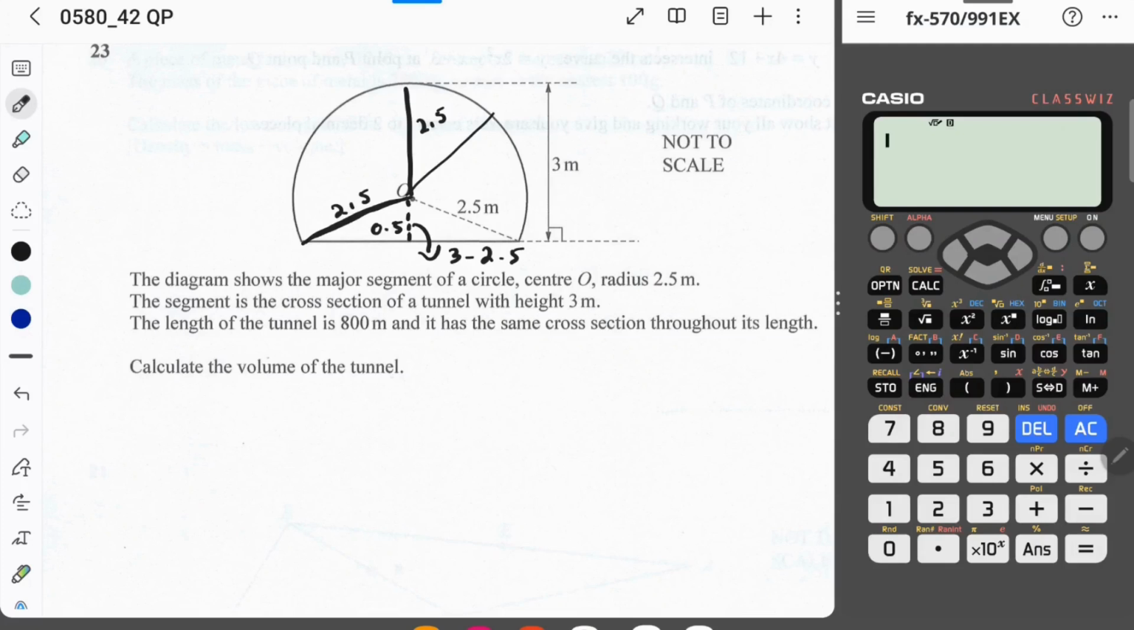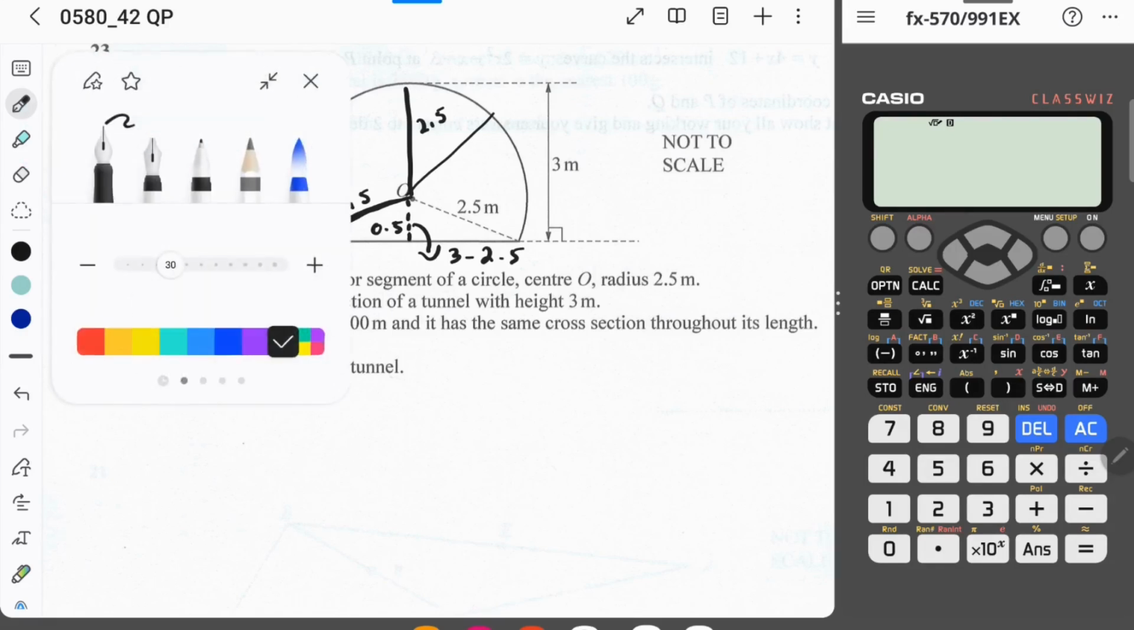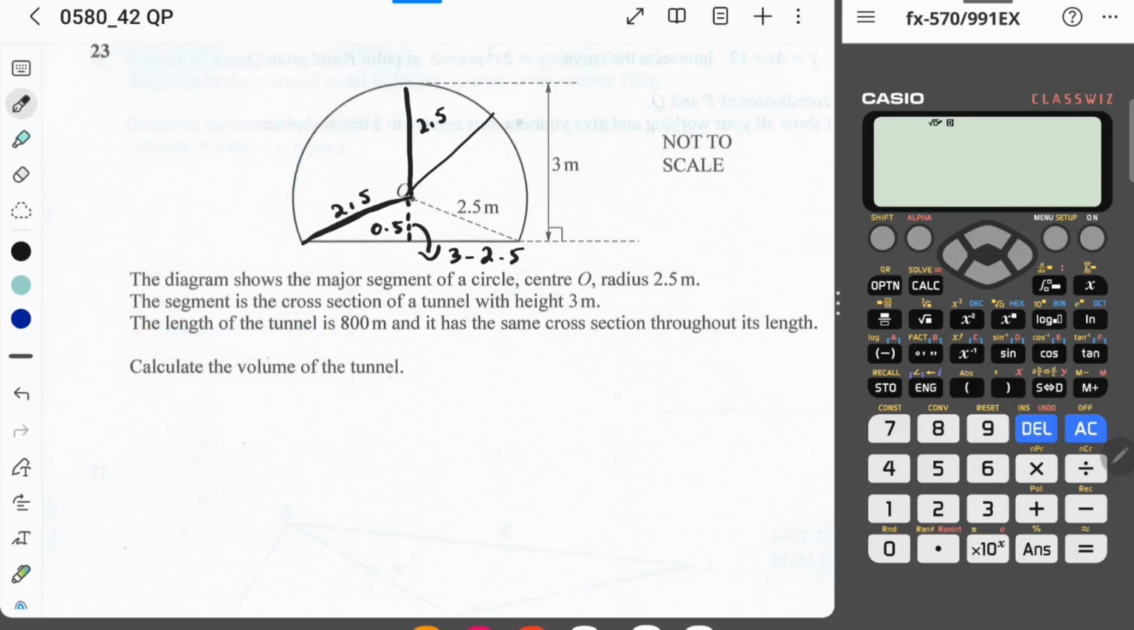Now we are going to find the volume, but for that we need to find the base area first. Some angles are required for the sector. If we just see this question, I'll see the shape.